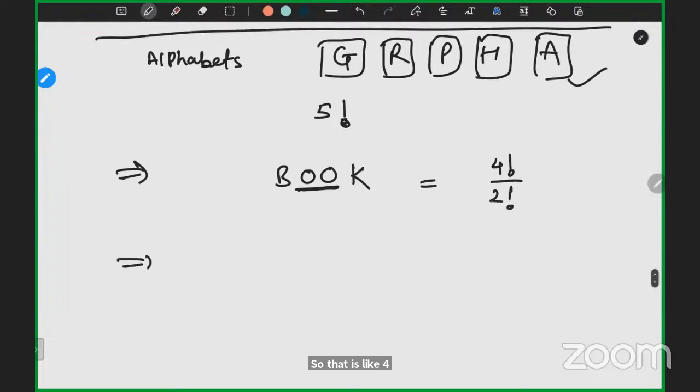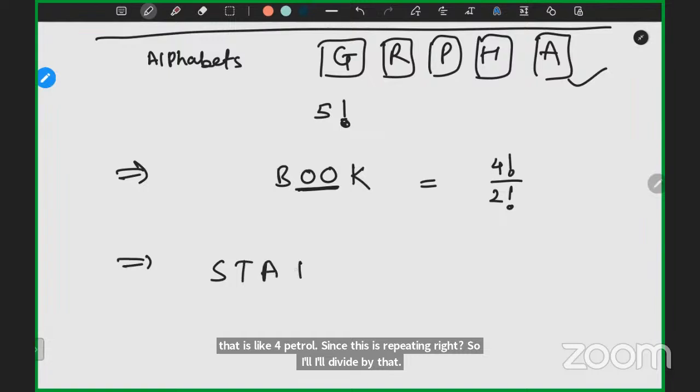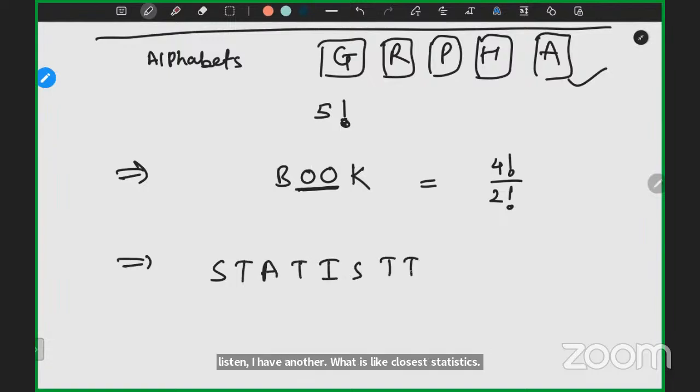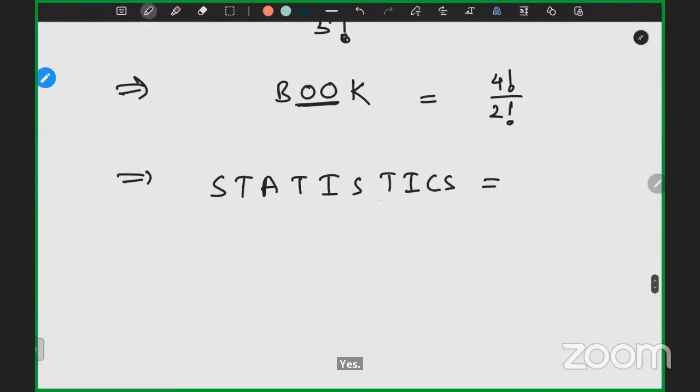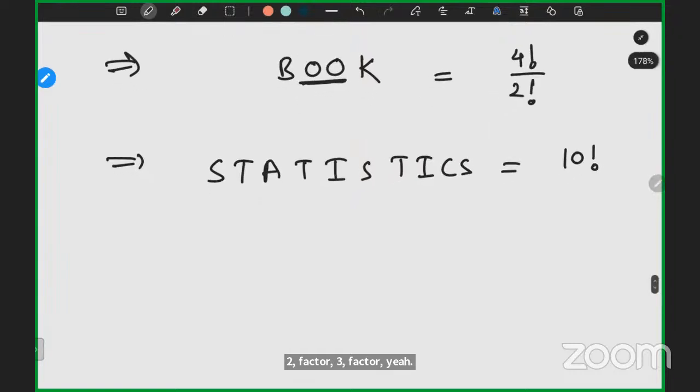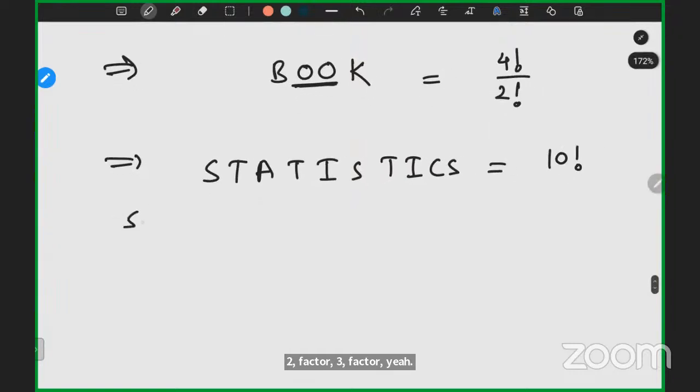So let's say now I have another word, like, let's say, statistics. How many ways to arrange them? 10 factorial by 3 factorial into 2 factorial into 3 factorial. Okay, I'll explain this one. Let's see how many counts are there, because we need it, right? Let's say how many S are there. So 1, 2, and 3. So 3 S are there.